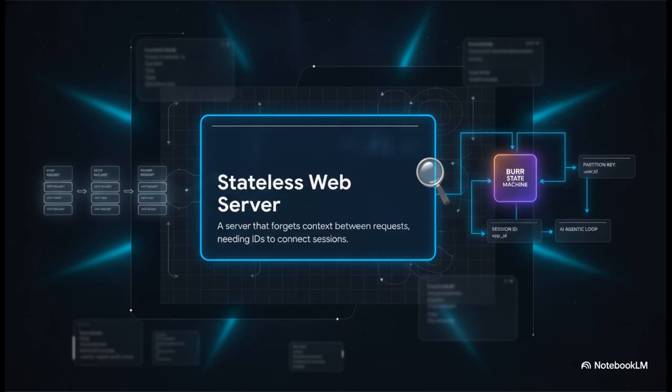So to scale effectively, web servers like FastAPI are stateless by design, right? They handle a request, return a response, and completely forget who you are. But AI agents are inherently stateful. They absolutely have to remember the conversation. Burr bridges this gap by acting as a highly deterministic state machine. It uses specific session identifiers, like an application ID for the chat thread and a partition key for the user ID, to seamlessly connect those isolated HTTP requests into one continuous agentic loop.